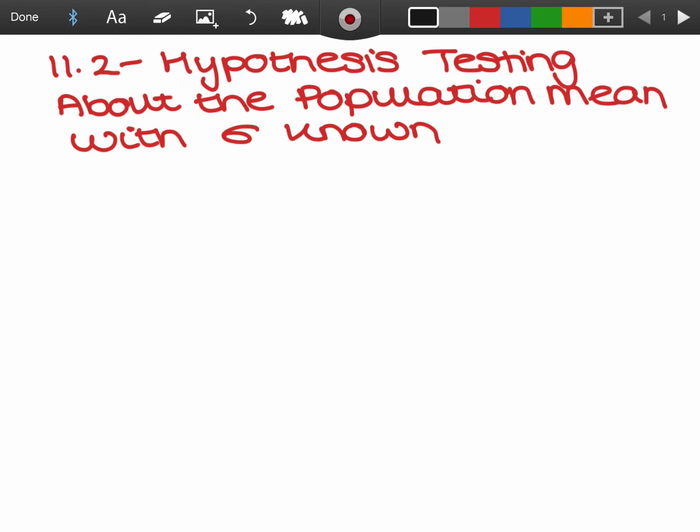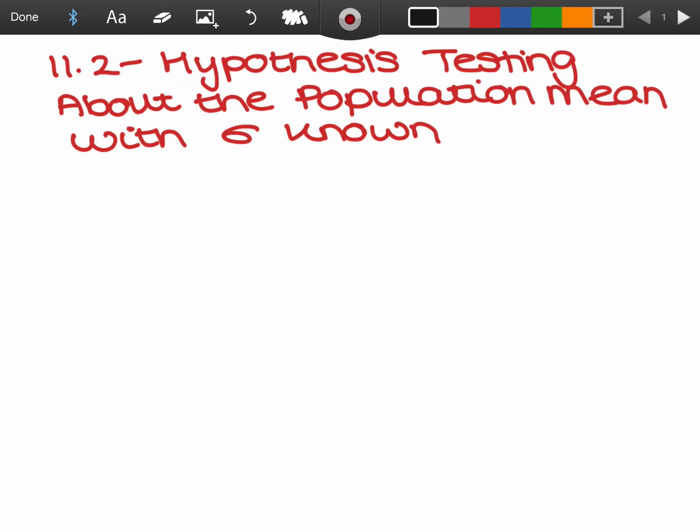So if you think back to 11.1 when we were creating those null and alternative hypotheses, you saw that there were some that looked at a mean and some that looked at a proportion. Today's ones are just looking at means, so we're just going to be looking at a population mean for our null and alternative hypotheses. But the thing about our hypothesis test is that we are assuming that sigma, that population standard deviation, we are assuming that that is known, okay?